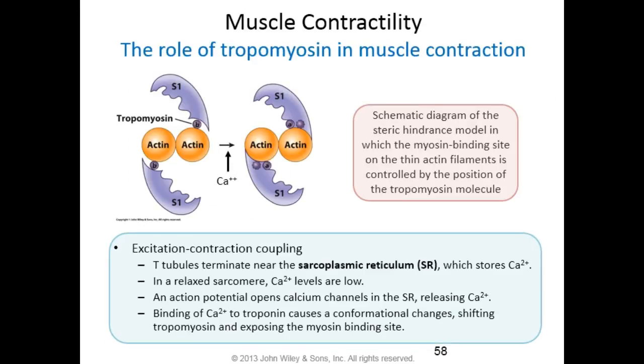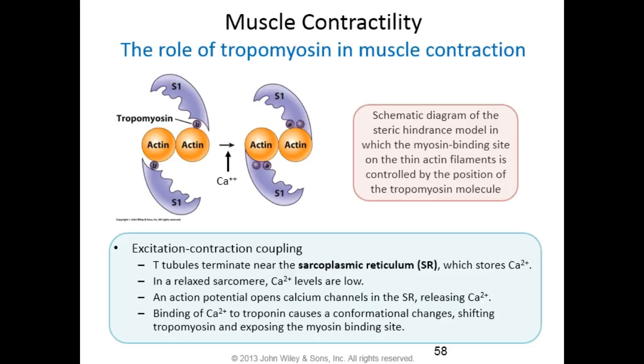So, in the relaxed state, calcium levels within the cytoplasm of the muscle fiber are very low and below the threshold concentration required for contraction. With arrival of the action potential at the SR via these T-tubules, calcium ion channels in the sarcoplasmic reticulum membrane are opened, and the calcium ions diffuse out of the SR compartment over the short distance to the myofibril.